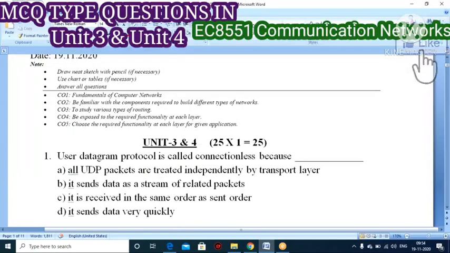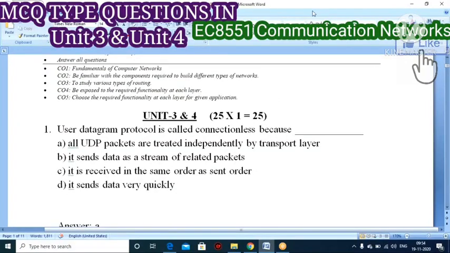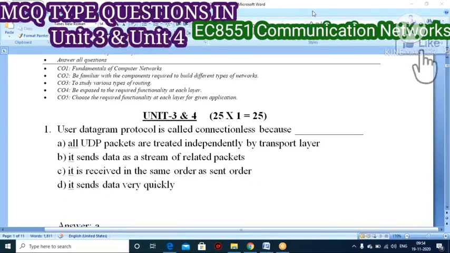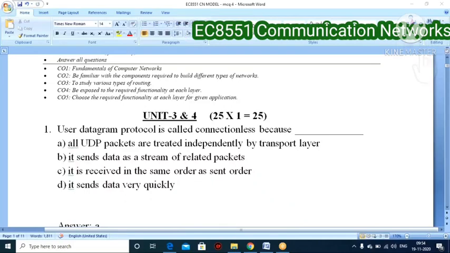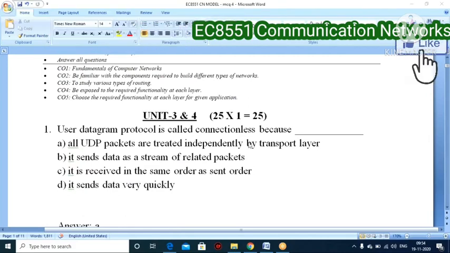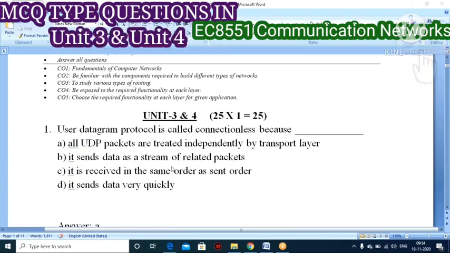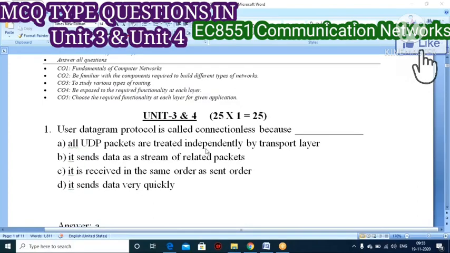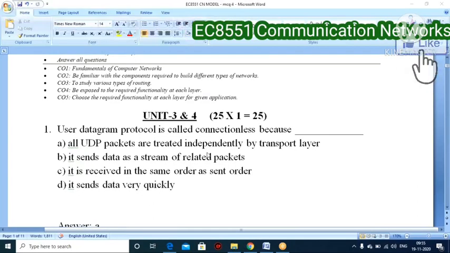Anyone? Anyone, unmute your mic and tell me the answer. Which one is correct? Option A, sir. Option A. Yeah, very good. All UDP packets are treated independently by the transport layer. Yeah, it's very right.